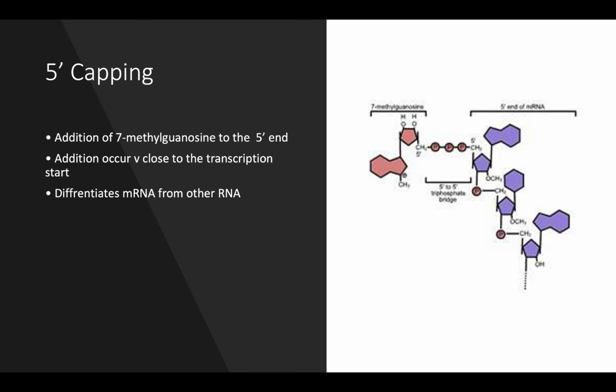This is in addition to the untranslated region. The untranslated region is mainly for the benefit of the ribosomal RNA. The 5' capping is for other organelles, and we will talk about other things, or any other enzyme that can interact with mRNA. It tells it this is an mRNA and this is destined to be translated.